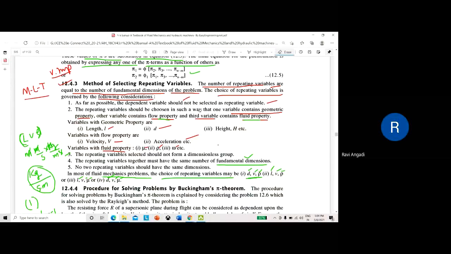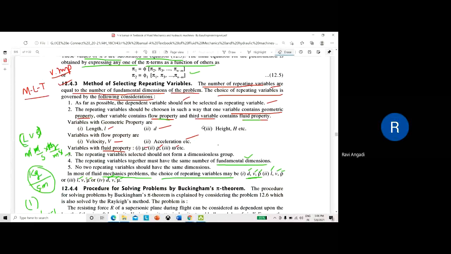See, this is the procedure to solve the problem. But don't miss the class. If you miss the class, you will miss the concept. Tomorrow I'll take the statement of Buckingham, and with that statement I'll take one problem, the same one we solved in Rayleigh's method, and solve it by the Buckingham Pi method. You will understand the difference between Rayleigh's and the Buckingham Pi method.